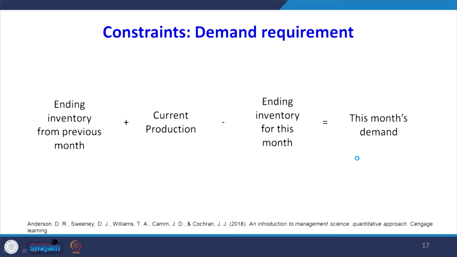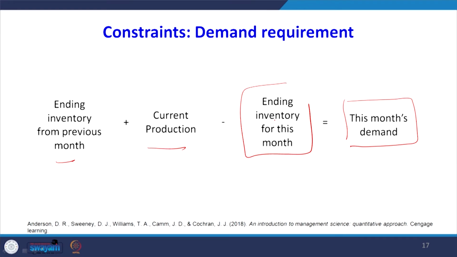So, here we will write constraint. First we have to fulfill the demand. So, here see the extreme right, this month demand, we have to fulfill this demand. For that, ending inventory from previous month, and current month production has to be added. So, your ending inventory plus current production directly will satisfy your monthly demand. If any unused unit, that will be stored as the inventory for this month.